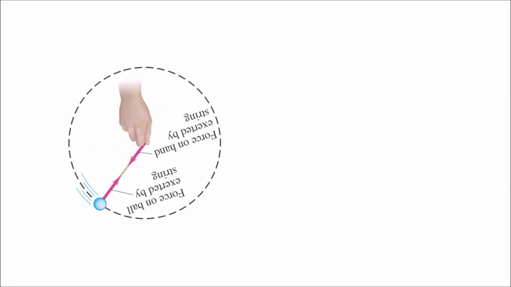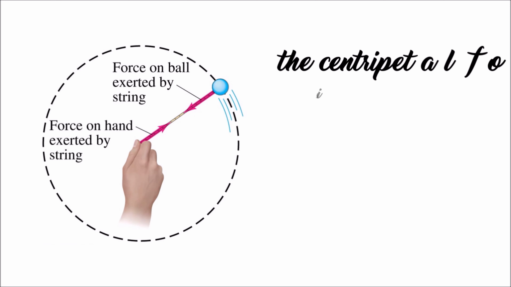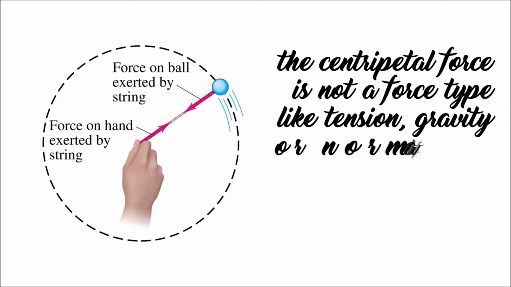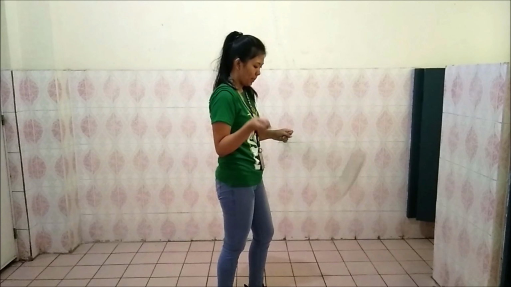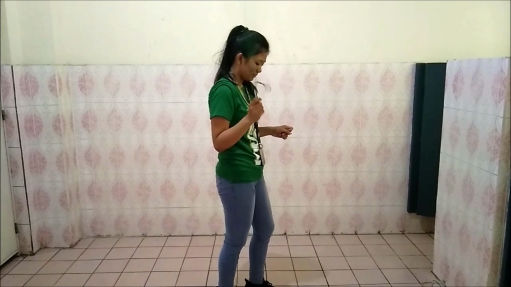Centripetal force is not another type of force like tension, gravity, or normal force. It can be any of those. For example, in the water activity earlier, the tension force on the string is also the centripetal force that causes the object to follow a circular path.